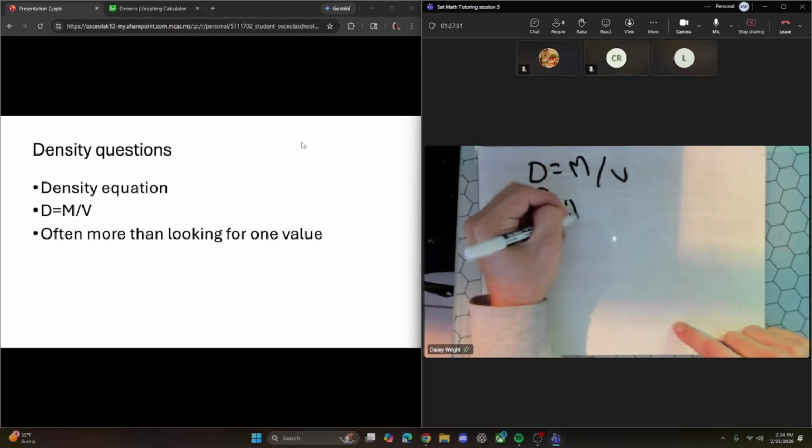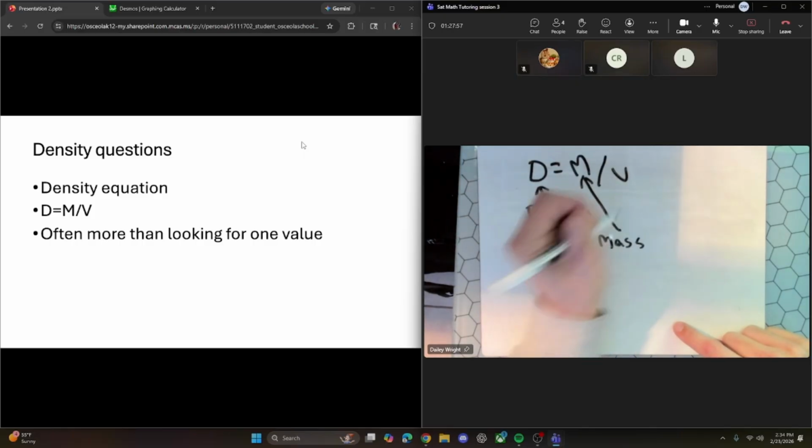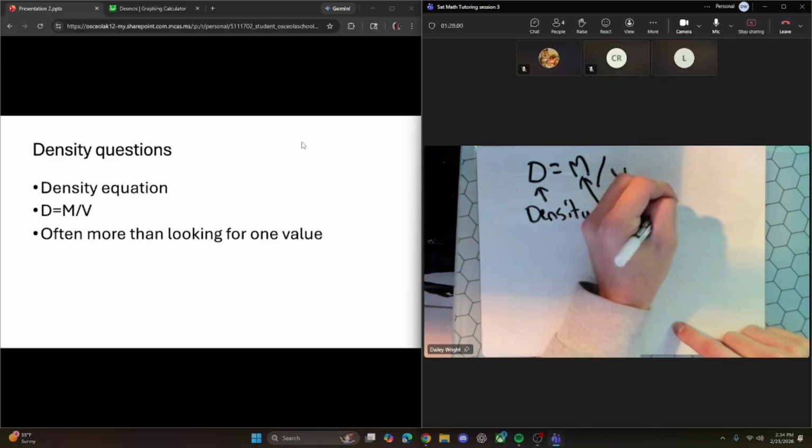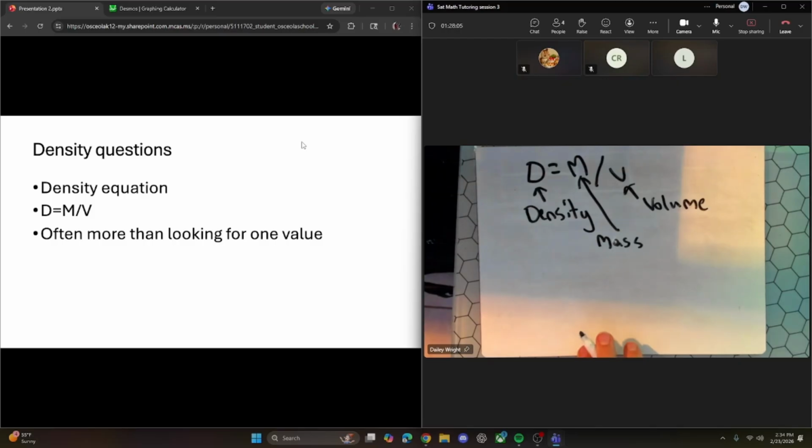Density, mass, and then the v is volume. And the questions often ask for more than looking for one value. Some questions will give you the density and the volume, ask you to find the mass, or the density and the mass, ask you to find the volume. But most questions will not. Most questions will have you find the volume first, or find the density first, and give you a different density equation.